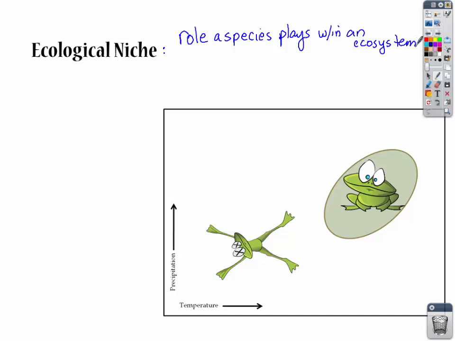But I said it's hard to define because just saying the role that the species plays isn't enough, all right? That's definitely true, but it's also where it's found. Where it exists within an ecosystem, along with the role it has within the ecosystem. So if you look at our example down here at the bottom, our little frog here, it exists in an area with high precipitation, all right? High precipitation, and high temperature. Okay, but as soon as you get outside of that niche, that place within the ecosystem, this is what happens. Right, the frog dies.